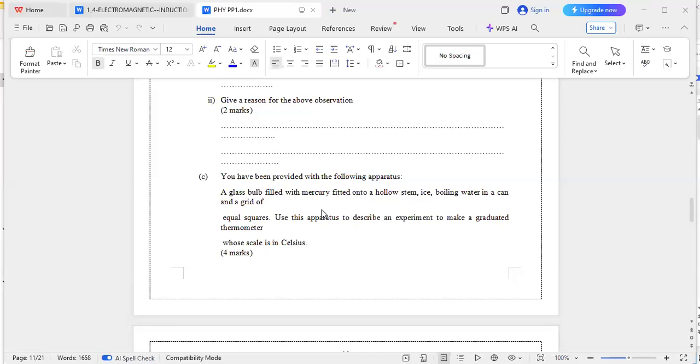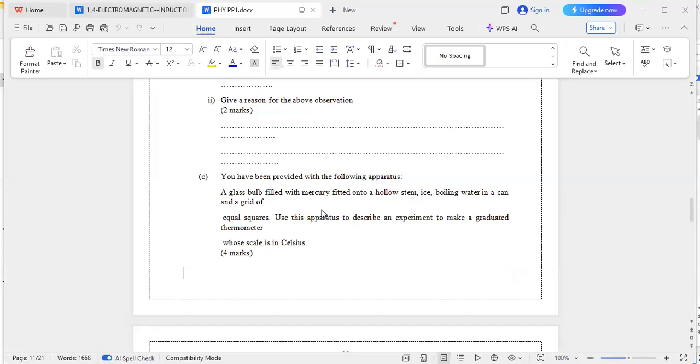Mark the new mercury level Y or B, whichever letter we want to use. This is the upper fixed point. You can add and say this is the upper fixed point. Remember, we are using steam.